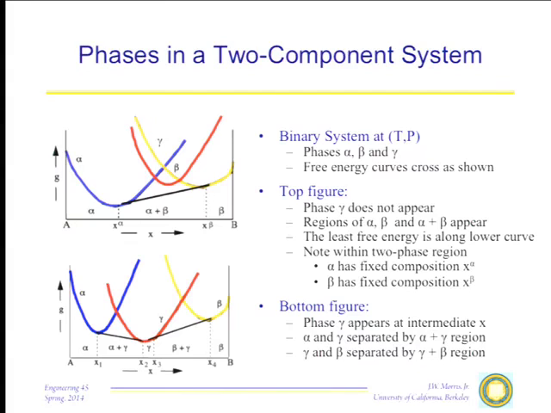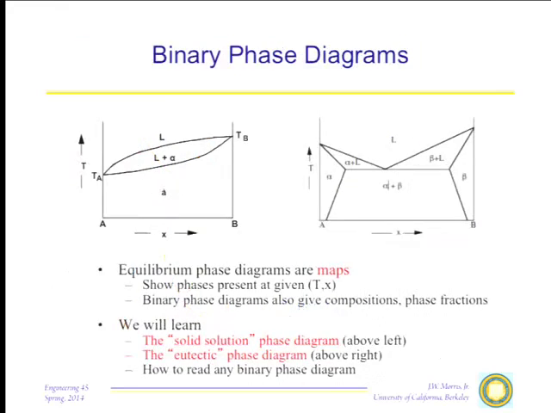So everything is determined. If we know the free energy curves, everything is determined by these common tangents. And the phases that appear are the phases that are connected by the common tangents of least free energy.